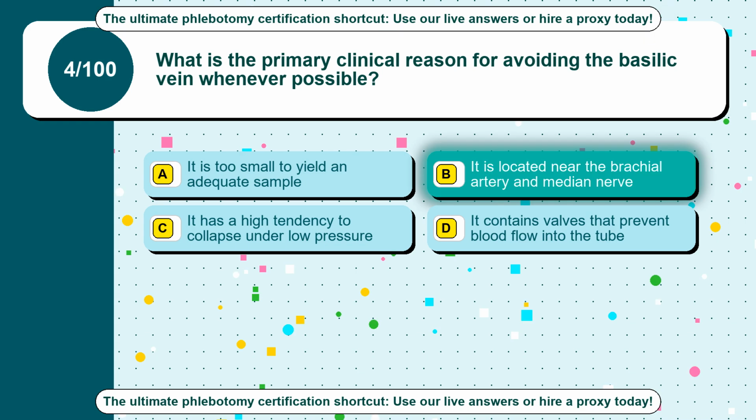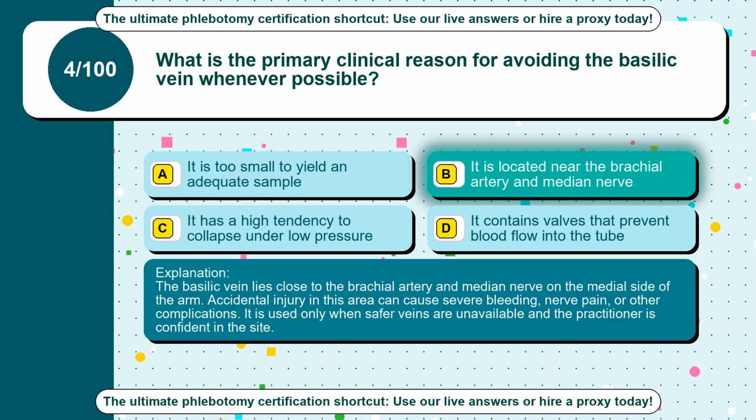It is located near the brachial artery and median nerve. The basilic vein lies close to the brachial artery and median nerve on the medial side of the arm. Accidental injury in this area can cause severe bleeding, nerve pain, or other complications. It is used only when safer veins are unavailable and the practitioner is confident in the site.